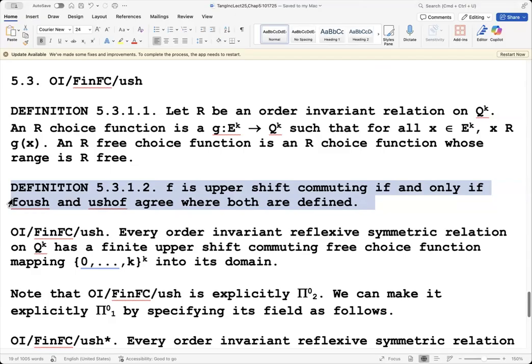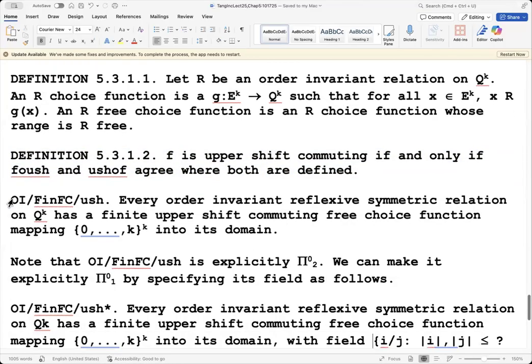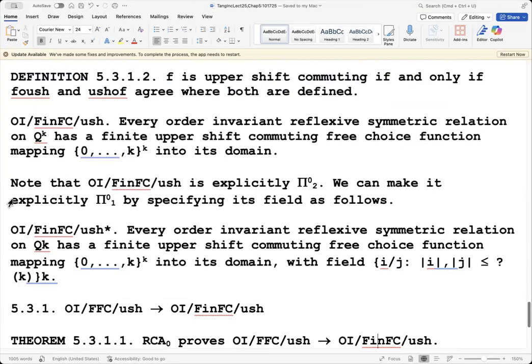That's the weakest notion. F circle upper shift and upper shift circle F agree if they're both defined. There's some related concepts, and I worked that out. I just didn't have time to talk about all the variants that are maybe different or a little different or equivalent.